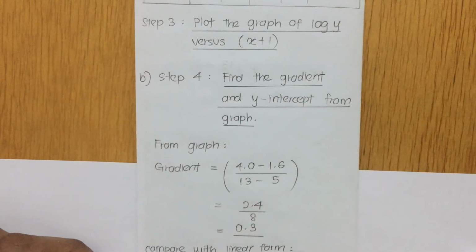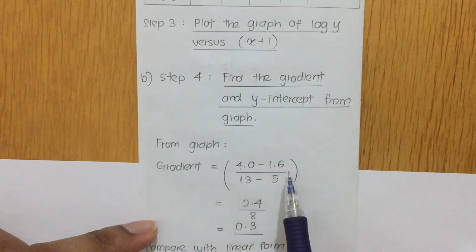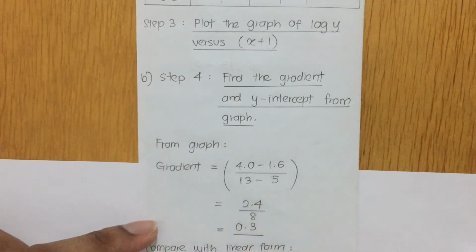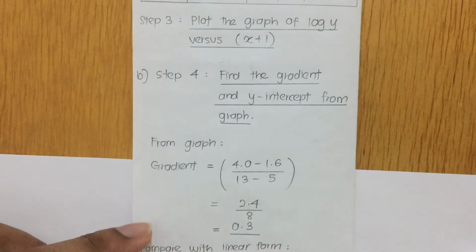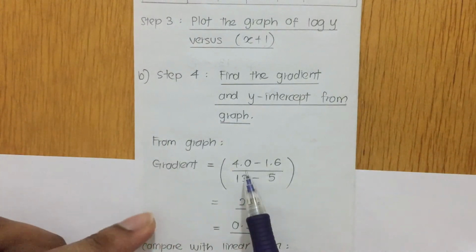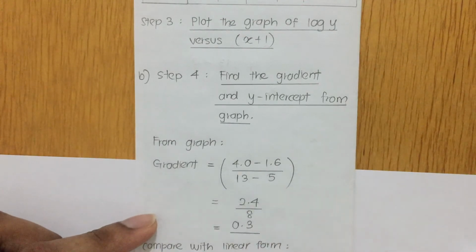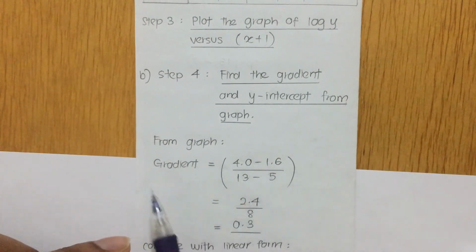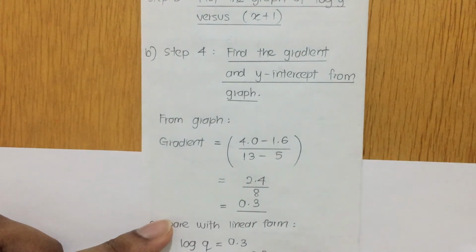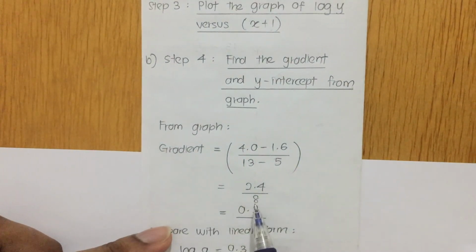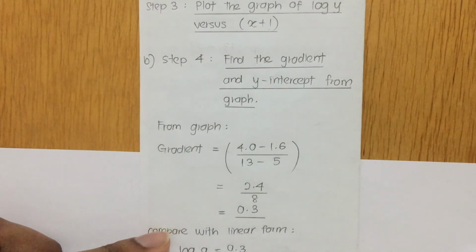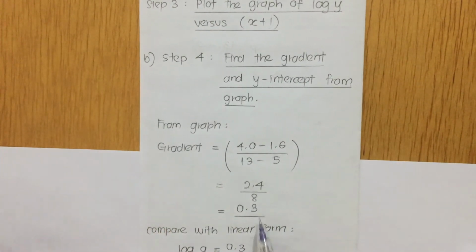From the graph, gradient is equal to y2 minus y1 divided by x2 minus x1. Which one you set as point 1 or point 2, it's up to you, guys. So in this case, 4.0 minus 1.6 divided by 13 minus 5. So this is your formula for gradient. You calculate this, you should get 2.4 over 8, and when you divide them, you should get your answer, which is 0.3. This 0.3 is the value you obtain from the straight line graph.